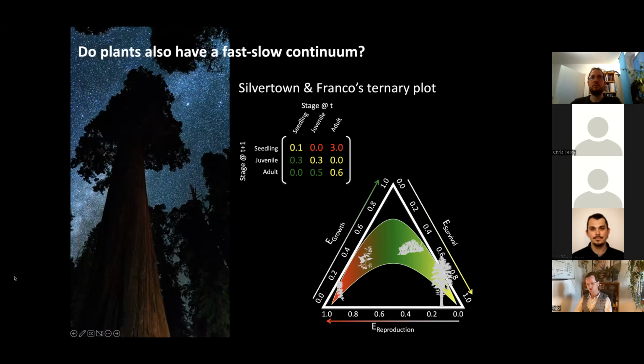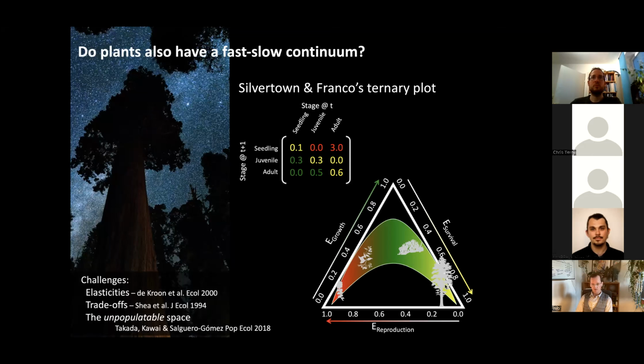And at the other extreme, you have really long-lived species such as sequoias, whose main controllers, the main forces governing population growth rate, tend to be elements related to survival. So this was all great and fun, except that a couple of years following that publication, the study started to be quite criticized by other colleagues of mine.